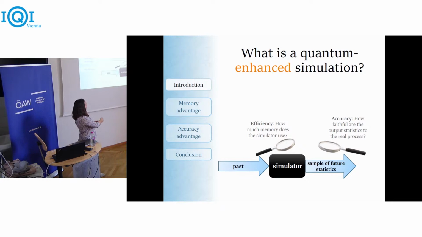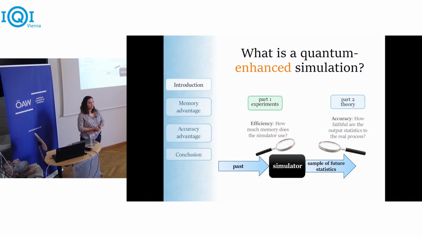On the other hand, of course, if you're creating some sample of the future, obviously you want that to be accurate. So there's also this aspect of accuracy that you want to maximize. Okay, and so basically this talk will be about both of these things. First we'll look at the memory requirements for exact simulation, and then we'll look at the accuracy aspect.